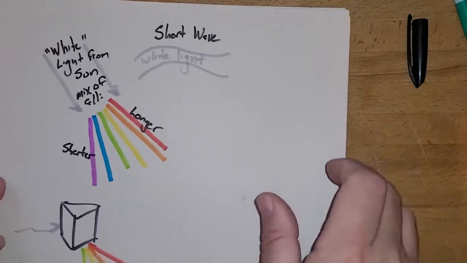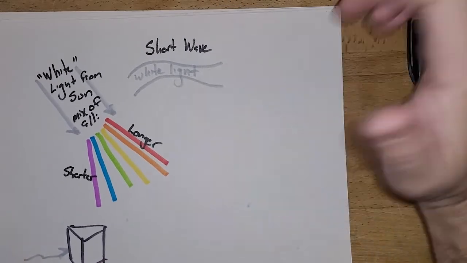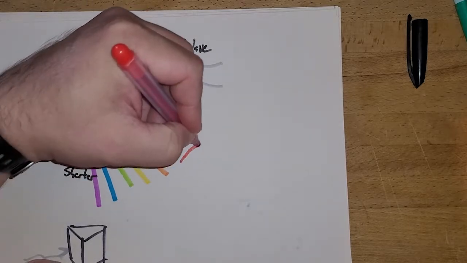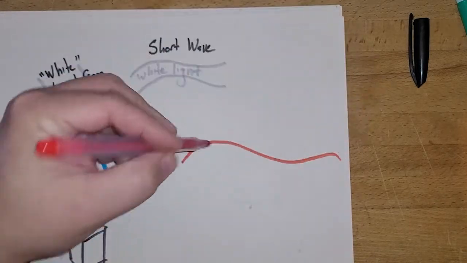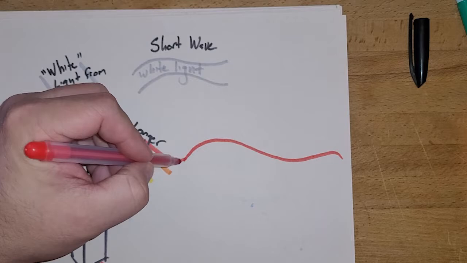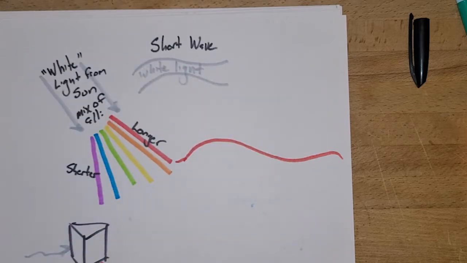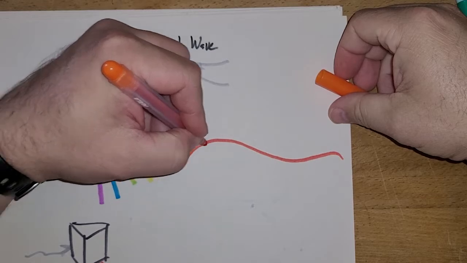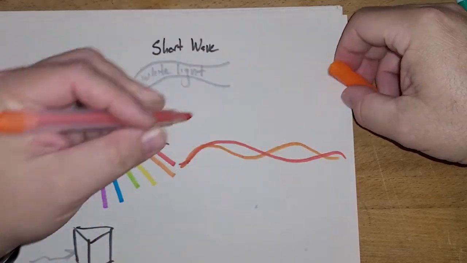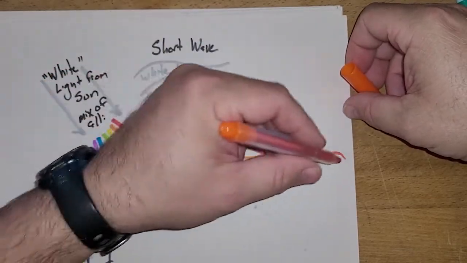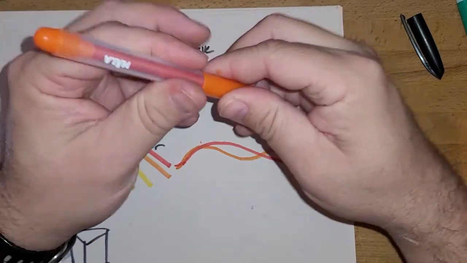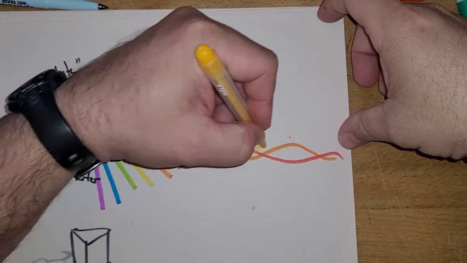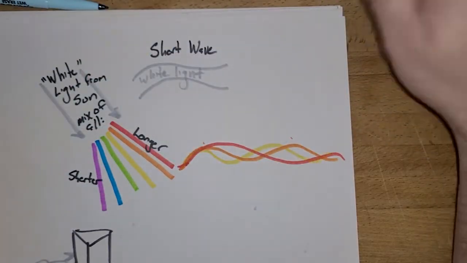So if we could take this white light and see it as wavelengths, what we would have is this red, right? So from peak to peak, or trough to trough, it's going to be a longer wavelength. And then the orange is going to be a little bit shorter, peak to peak, trough to trough. Shorter. And then yellow is going to fit right in there.